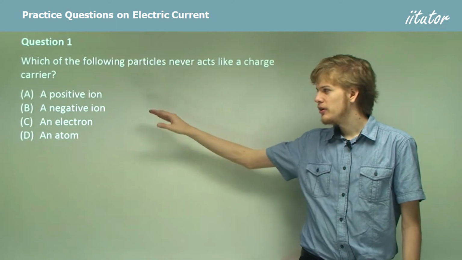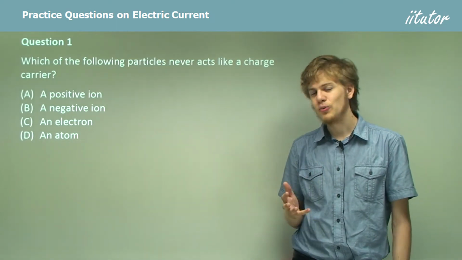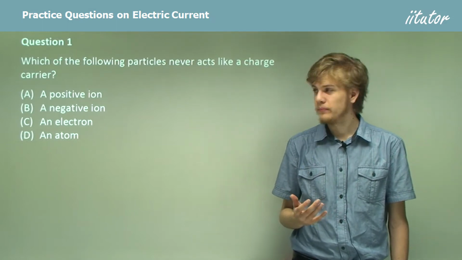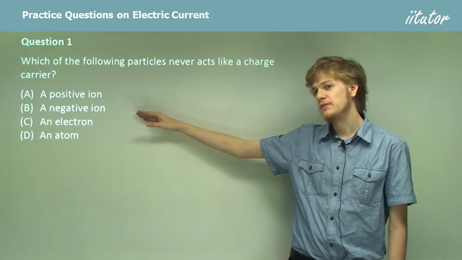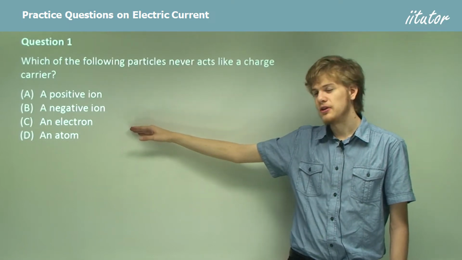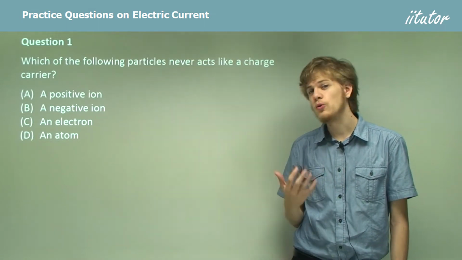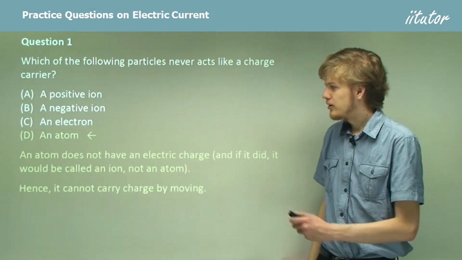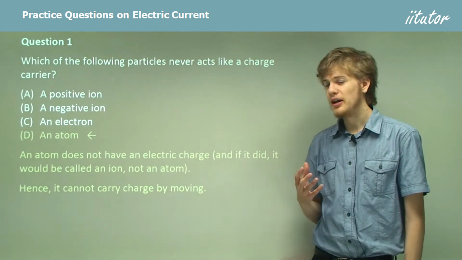Now, what's the difference between an ion and an atom? Well, an ion simply has a charge, otherwise it's identical to an atom. So a positive ion has a positive charge, a negative ion has a negative charge, an electron has a negative charge, and an atom has no charge, because otherwise it would be called an ion. So the atom, because it has no charge, cannot be a charge carrier.